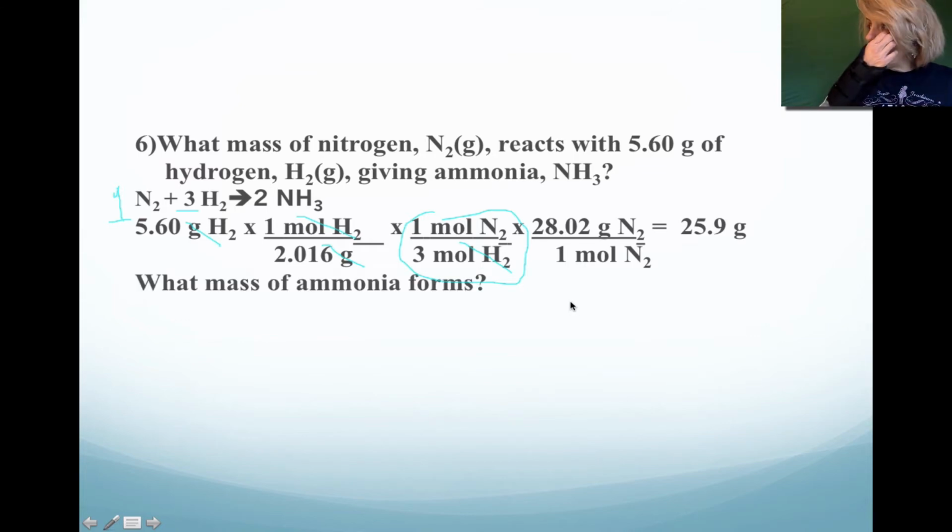Okay, if you did the same thing for ammonia, which is NH3, and I'm not going to show you the whole problem for that, you would get 31.53 grams of ammonia.